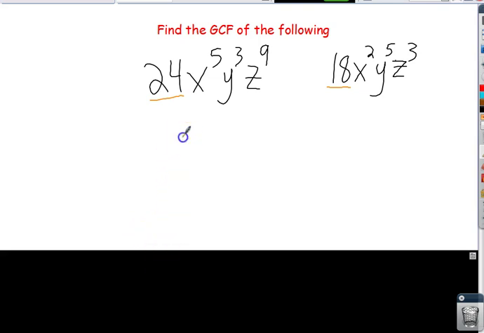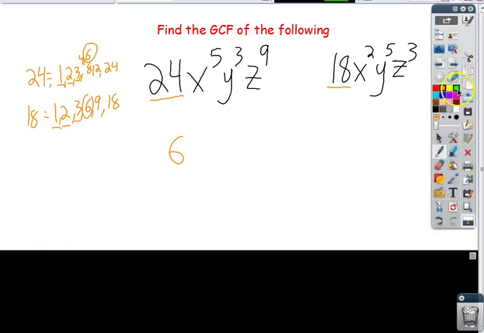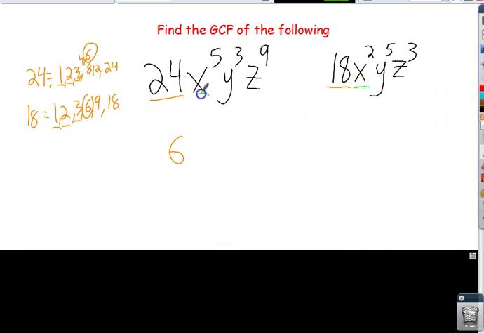Well, it's 6. Now, if I do the factors here of 24, I get 1 and 24, 2 and 12, 3 and 8, 4 and 6. And 18 has 1 and 18, 2 and 9, 3 and 6. The biggest number between those is 6. Even though technically speaking they both have a 1, a 2, a 3, the biggest number is 6. Now, you shouldn't be doing this every time. Now, let's look at the x's here. I have an x squared and x to the 5th.